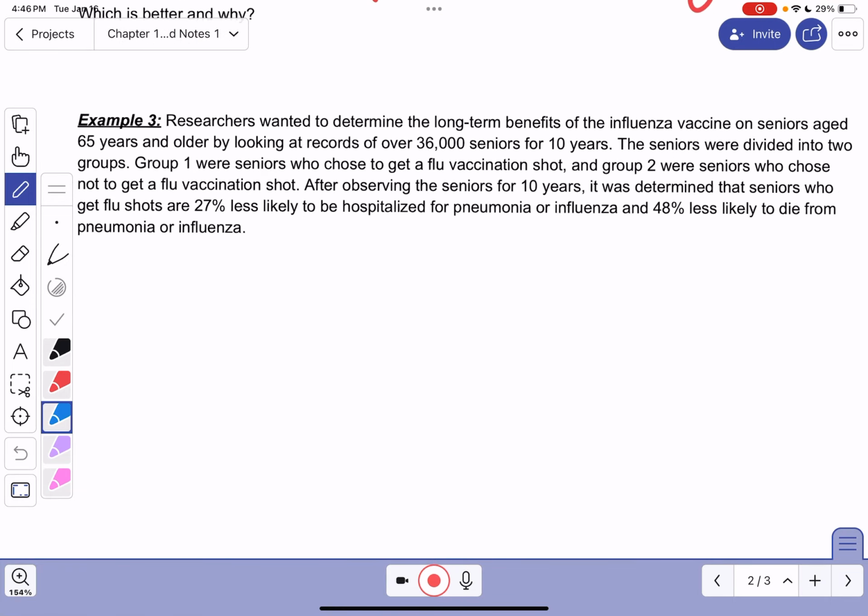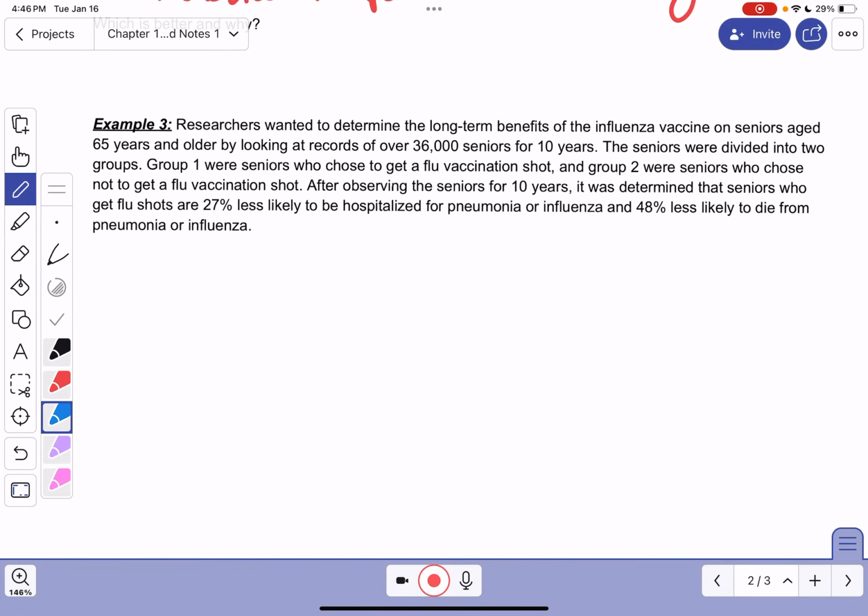All right, so here is another example. Read through that and then check it out. All right, so pause if you need more time. If not, this looks really good. When you read through this, they're saying, hey, seniors who get flu shots are less likely to be hospitalized and even less likely to die. That's awesome.